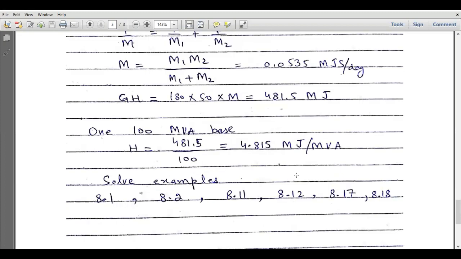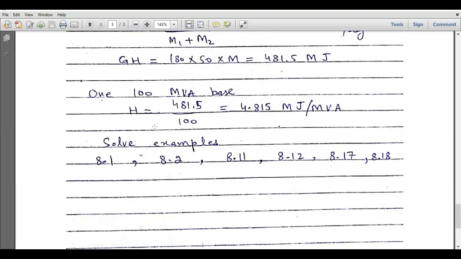So that is all about today's lecture, and I will recommend you to solve these examples from the textbook of Power System Analysis by Murthy. If you solve these examples, that will be much beneficial for you.